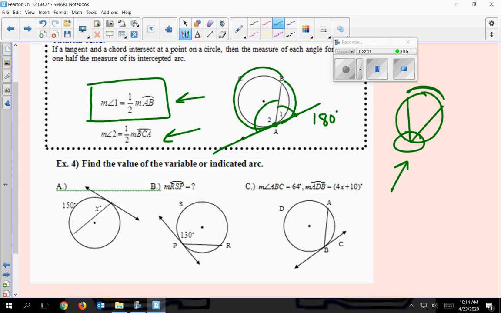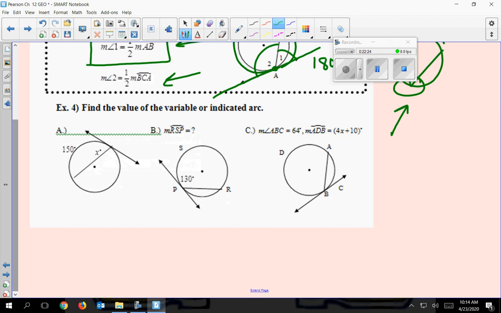So if you have an angle, you want to double it once again to get the arc. If you have an arc, then you want to cut it in half to get the angle, all right? So identify what we got here. I got this arc right here, so I want to get this angle right there. So if I have the arc, I cut it in half to get the angle. So that's going to be 75 degrees, okay?